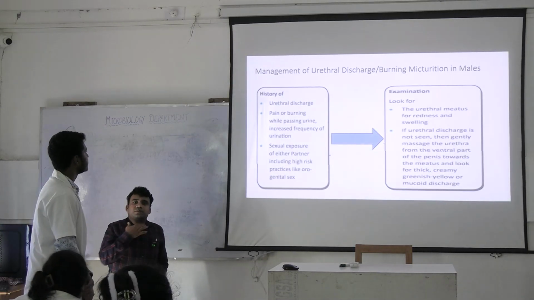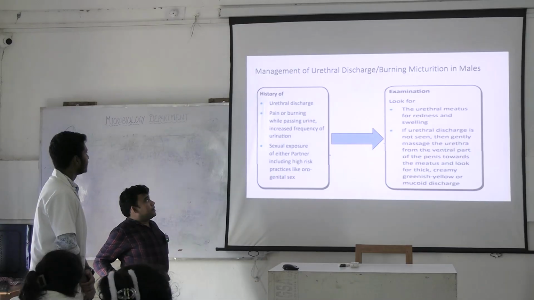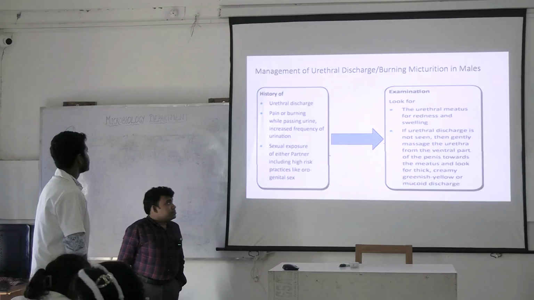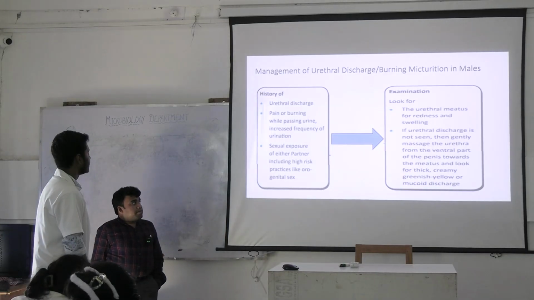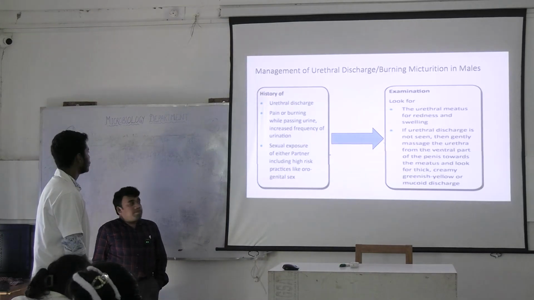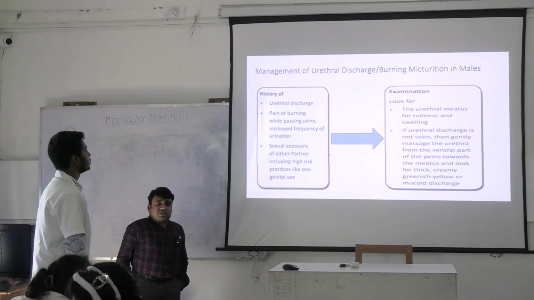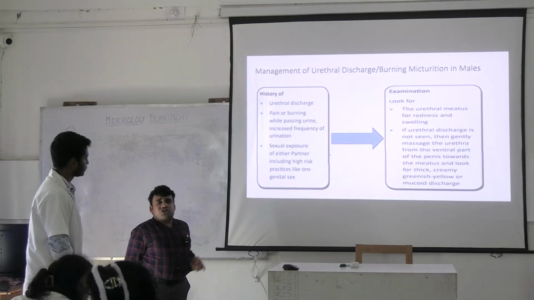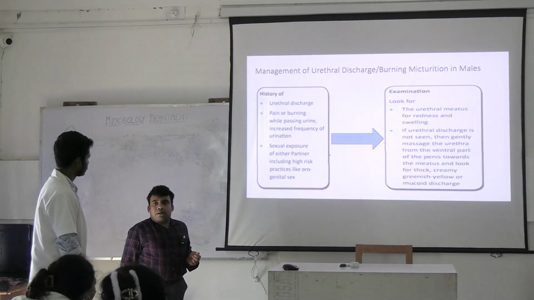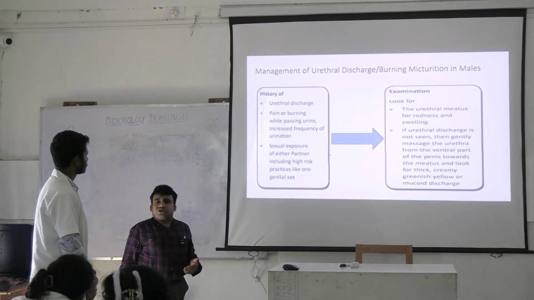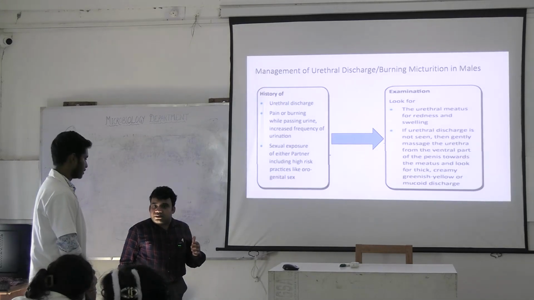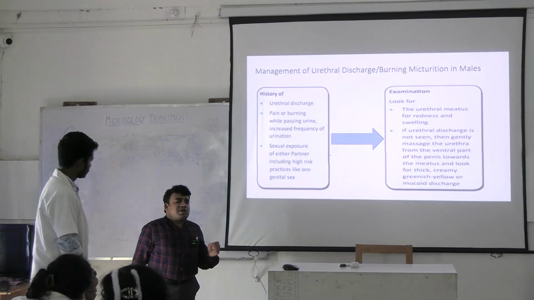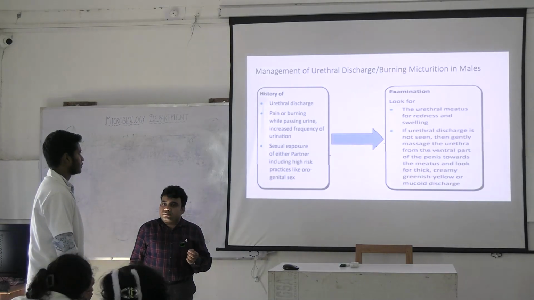History of urethral discharge, pain or burning while passing urine, increased frequency of urination, sexual exposure of either partner, including high-risk practices like orogenital sex. So these are the important history you have to take. Now, why do you need to take history of dysuria? Many a times it may be associated with urethritis. See, urethral discharge is because of the urethritis. Many a times there will be associated cystitis also.